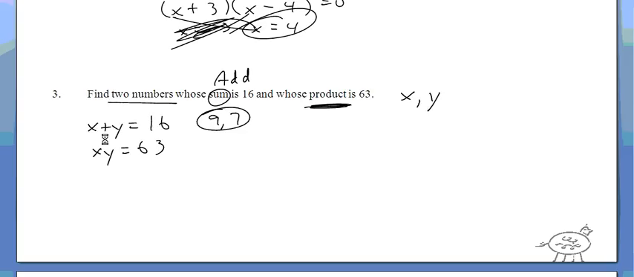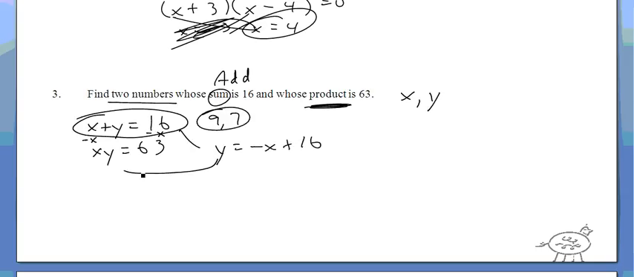So let's just do a substitution here. It's x plus y equals 16. So I'm going to take this equation right here, and I'm going to solve, it doesn't matter, for y. So if I solve for y, I subtract x from both sides. So you get y equals negative x plus 16. And then I'm going to substitute that y into there. So it's x times negative x plus 16 equals 63. And then I distribute that. That gives me negative x squared plus 16x equals 63.